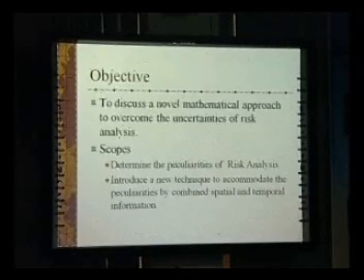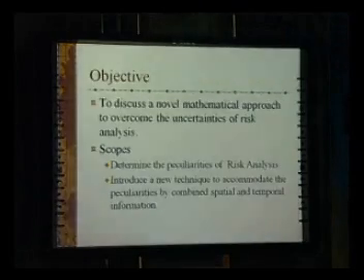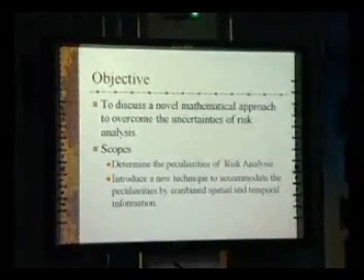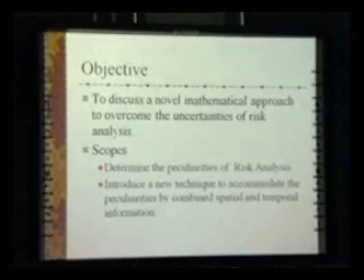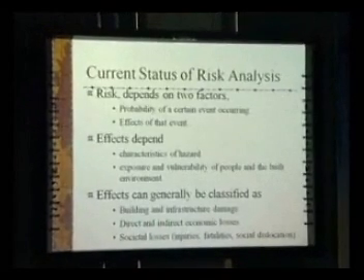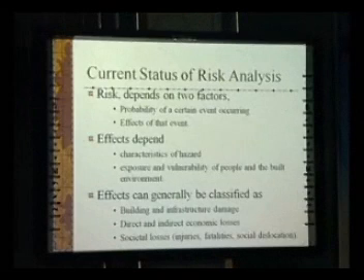Right? So the objective of this research is to develop a mathematical approach to overcome the uncertainties of risk analysis. Under that, there are two scopes: the peculiarities determination, and accommodating peculiarities by combining space as well as temporal information. So this is a couple of space as well as temporal information. The current stage of risk analysis: basically risk depends on two factors, the probability of risk as well as its effect of the event.